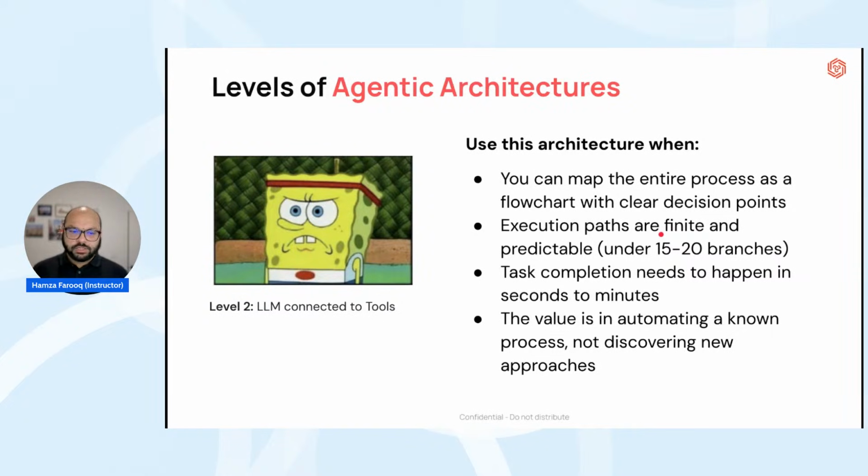Agentic architectures, there are many agentic architectures. You use automation agents, or this is the automation architecture that we have over here, which is using N8N. Here, how do you qualify for automation agents? When you can map the entire process as a flowchart. Here, what you have built is an entire process as a flowchart with clear decision points.